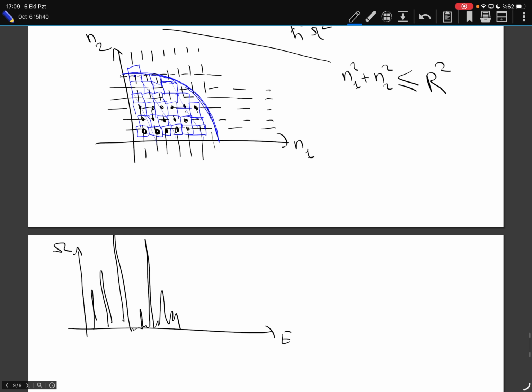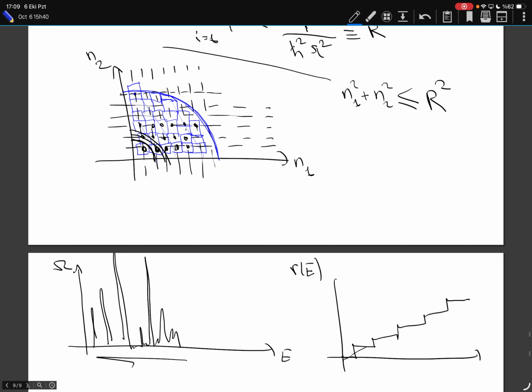But if I calculate gamma of E, it will be a stepwise function. It will always increase. But I can calculate an approximation to that one. That is the one we are working with, actually. That's why we are calculating this, the total number of states having energy less than E.